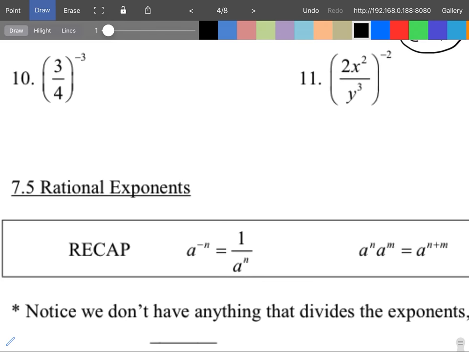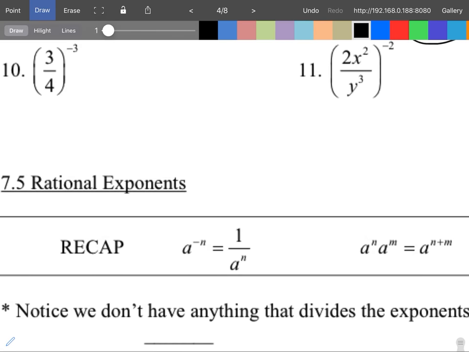All right, 3 more to go. And then we go on winter break. So here's number 10. So again, I'm going to put this power onto the numerator and onto the denominator. So that's going to give me 3 to the negative 3 power over 4 to the negative 3 power.